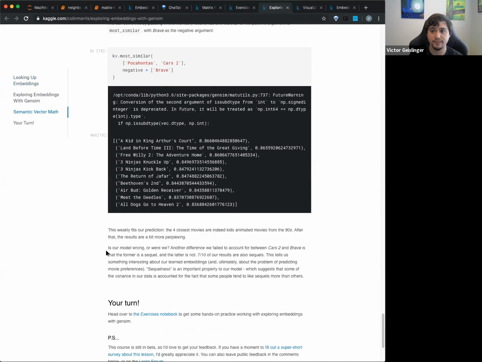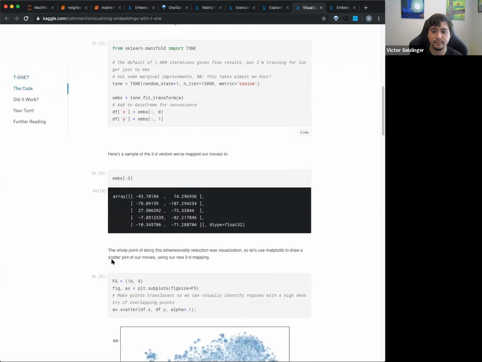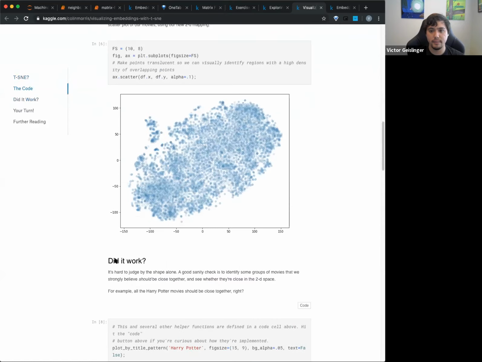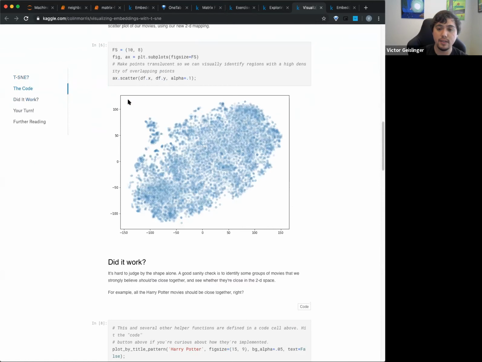No, that's not it. Oh, visualizing, that's probably it. Here it is. So here's my visualization. Okay, so you can see here, you can pretend each blue dot is a movie, right?